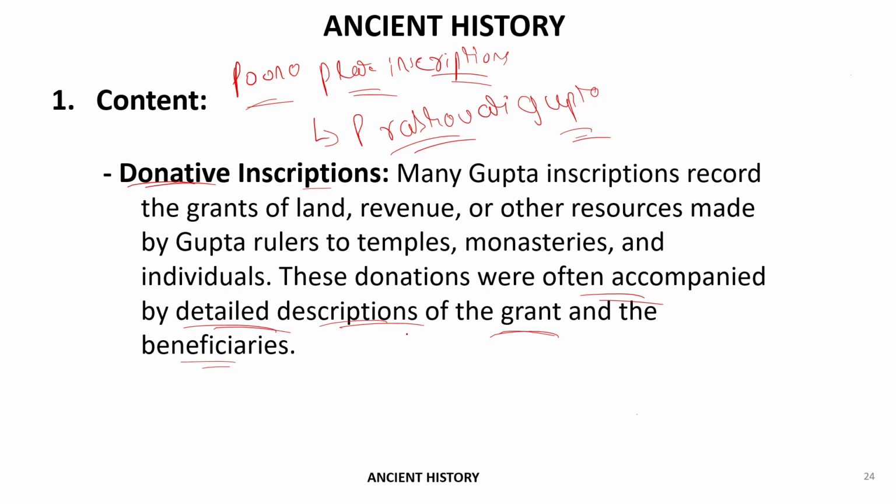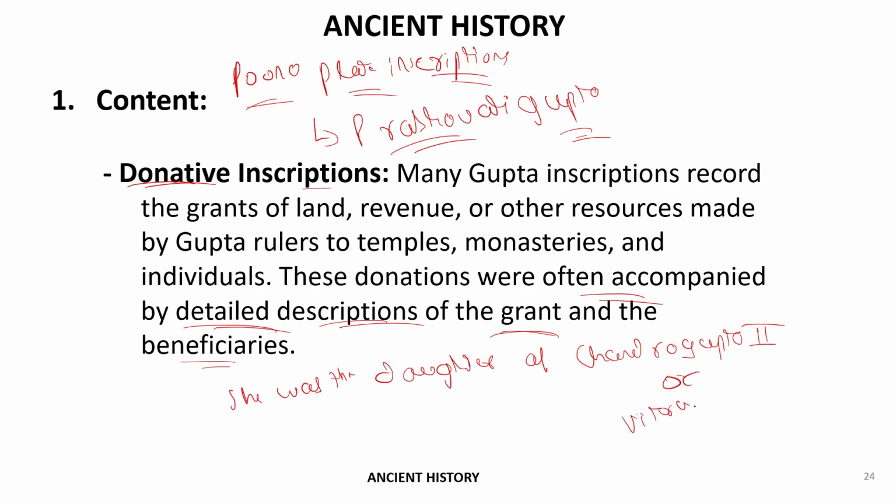Who was Prabhavati Gupta? So basically, she was the daughter of Chandragupta II, who was also known as Vikramaditya. Got it? So Prabhavati Gupta was a daughter of Chandragupta II or Vikramaditya, about whom the Pune plate inscriptions describe.